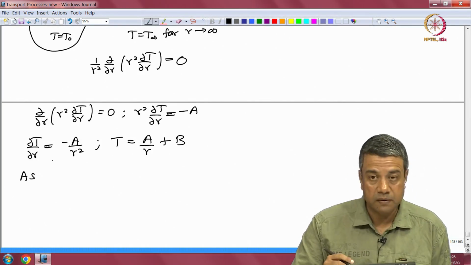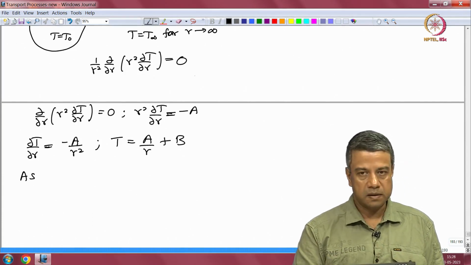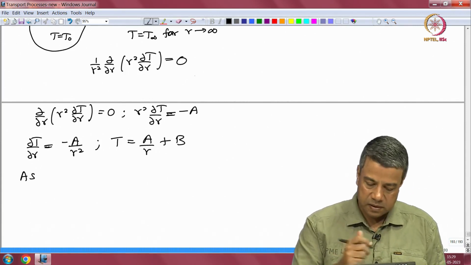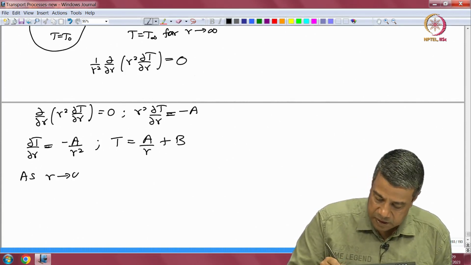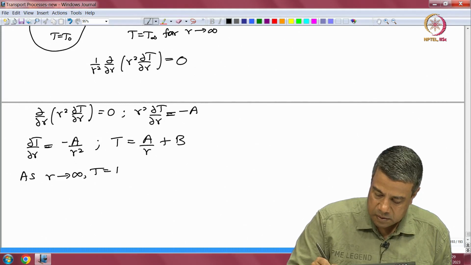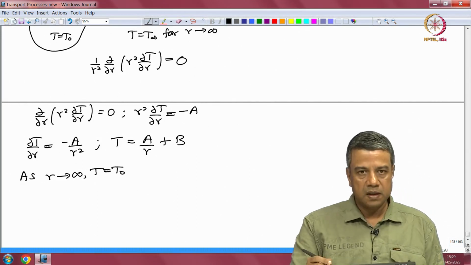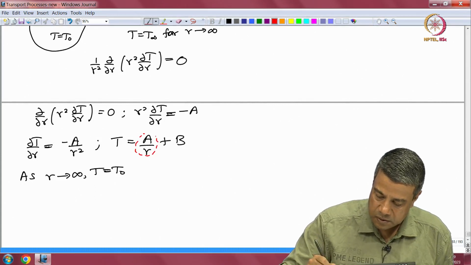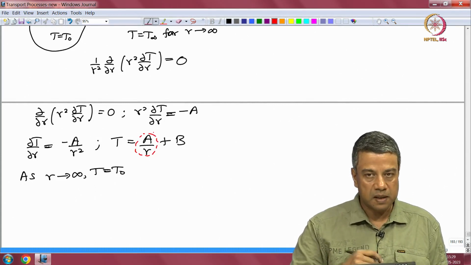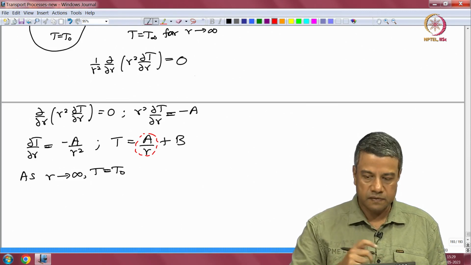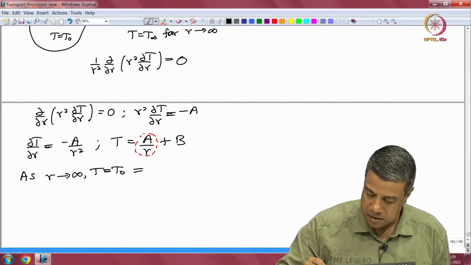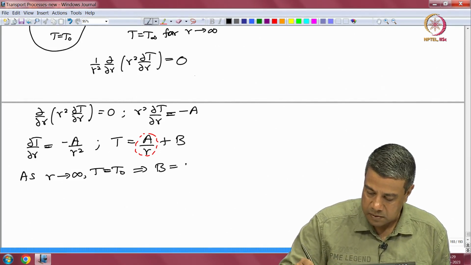Now we have to calculate the constants A and B from the boundary conditions. As r goes to infinity, T is equal to T naught. As r goes to infinity, this first term goes to 0 because it is A divided by r. And this implies that B is equal to T naught.